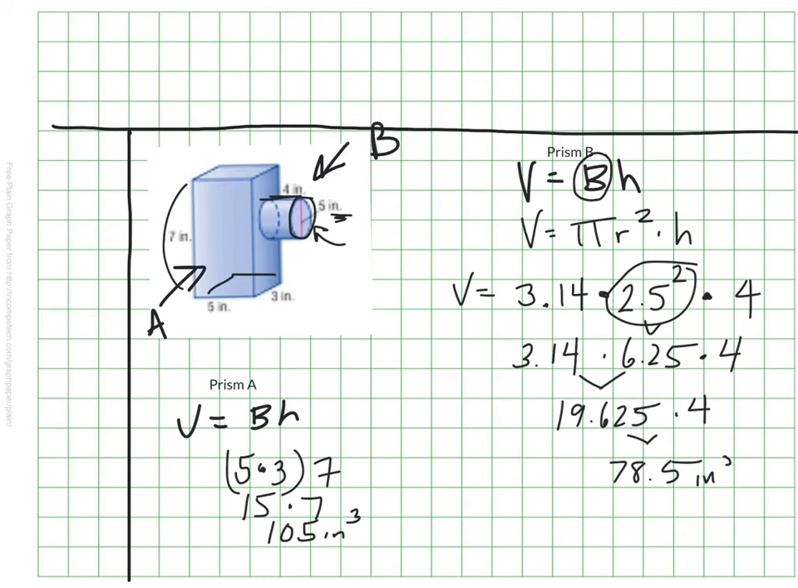And then, of course, once you have those two sections, we just stick them back together to combine for the entire shape. And I got a grand total of 183.5 cubic inches. So I'm going to leave you with one more to try on your own.